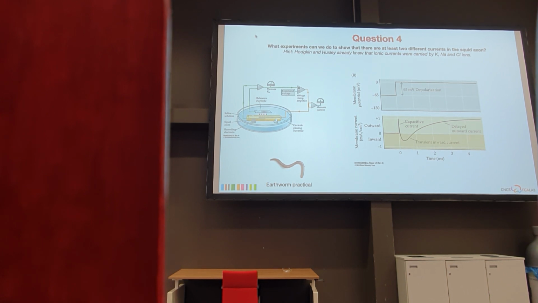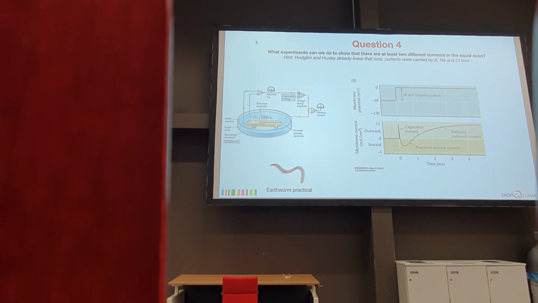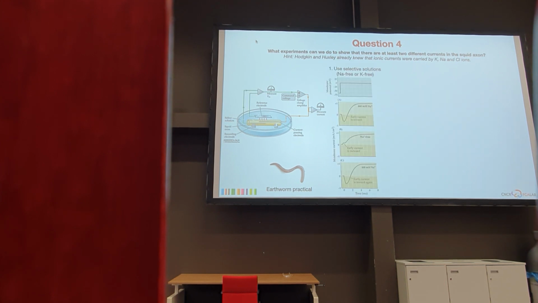Anyone? Okay. Remember that they could manipulate the solutions. They could choose any solutions, both for the outside and for the inside, that they wanted. So they could create their own ion concentrations. So with this, they could make selective solutions. So, for instance, leave out the sodium and see what happens. And that's exactly what they did.